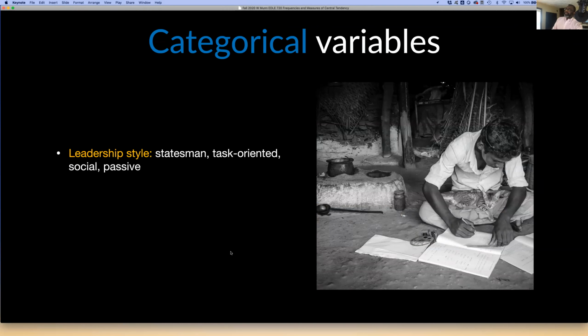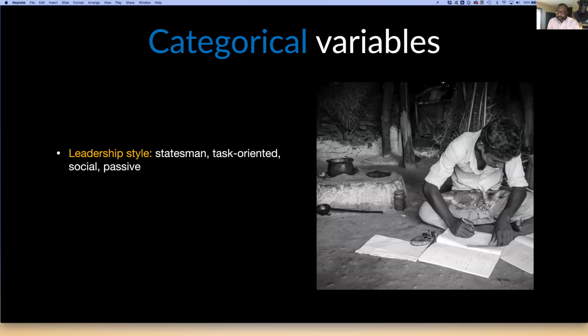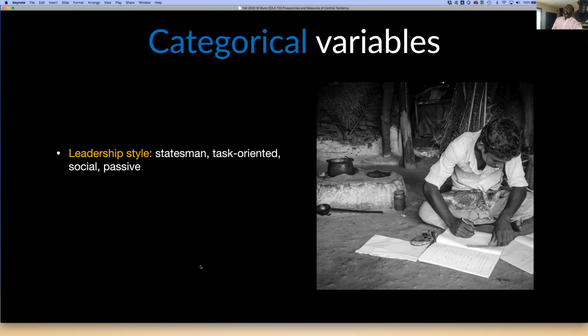Here are some categorical variables. Not my favorite, but leadership style. This is a categorical variable. You could be classified as a statesman principal, a task-oriented principal, a social principal, or a passive one. Those could be your leadership styles. Your locus of control, internal or external, will be qualified as a dichotomous variable. Learning style, you're either visual or verbal.